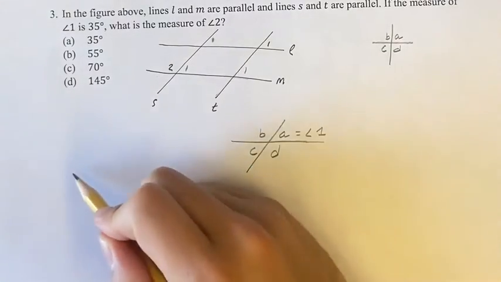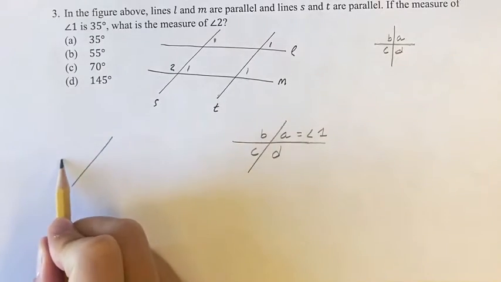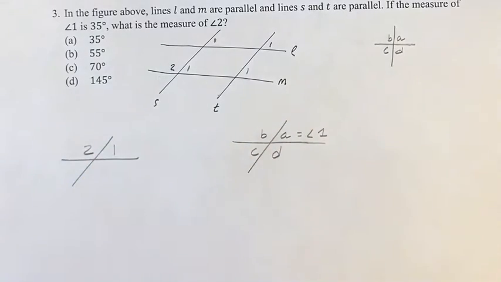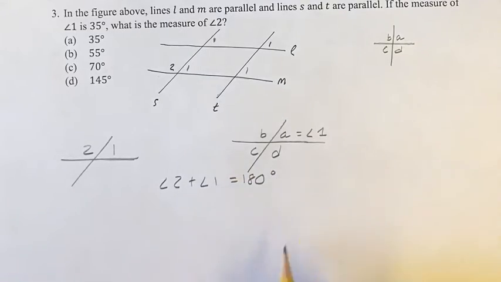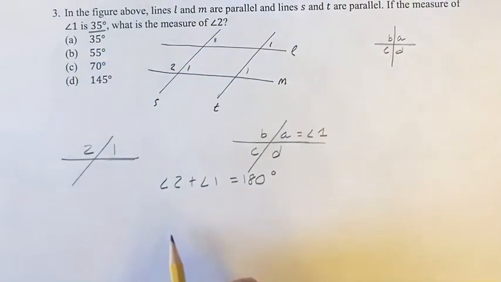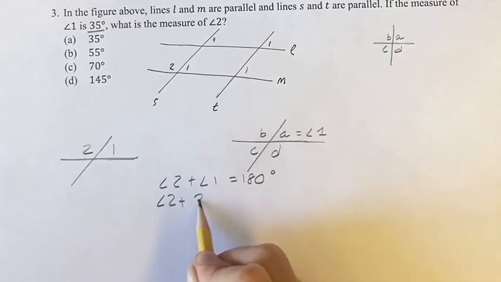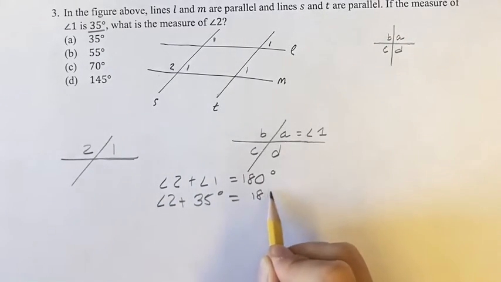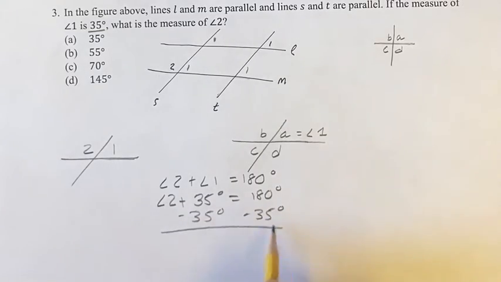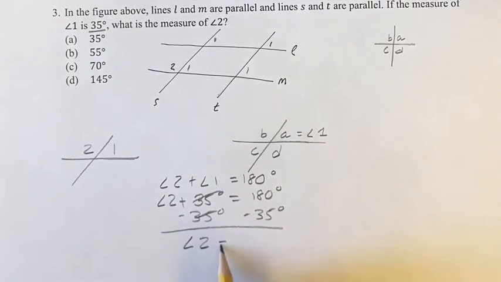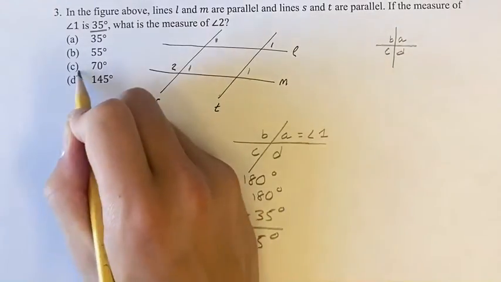And we know, looking at this intersection, since angles 2 and 1 form a straight line, angle 2 plus angle 1 equals 180 degrees. We know the measure of angle 1 is 35 degrees, so angle 2 plus 35 degrees equals 180 degrees. Subtracting 35 degrees from both sides, we get our final answer: angle 2 is 180 minus 35, which is 145 degrees, which lines up with answer D.